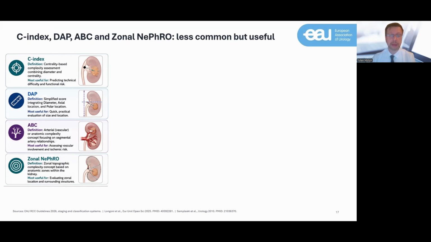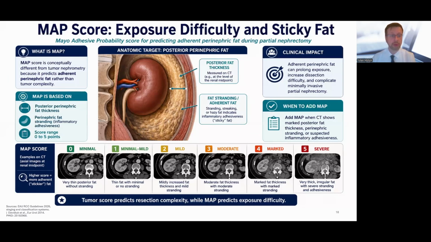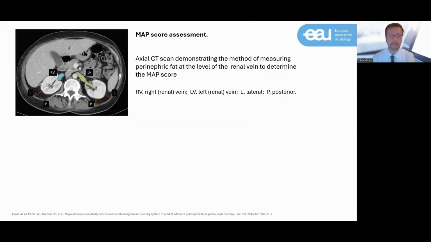C-index, DAP, and ABC, and also zonal NePhRO scores are less common but conceptually useful, and less often used in clinical practice. The MAP is different from the tumor nephrometry. It predicts the adherent perinephric fat and exposure difficulty, not tumor complexity itself. In simple terms, tumor scores estimate resection complexity, while MAP estimates how difficult it may be to expose the kidney.